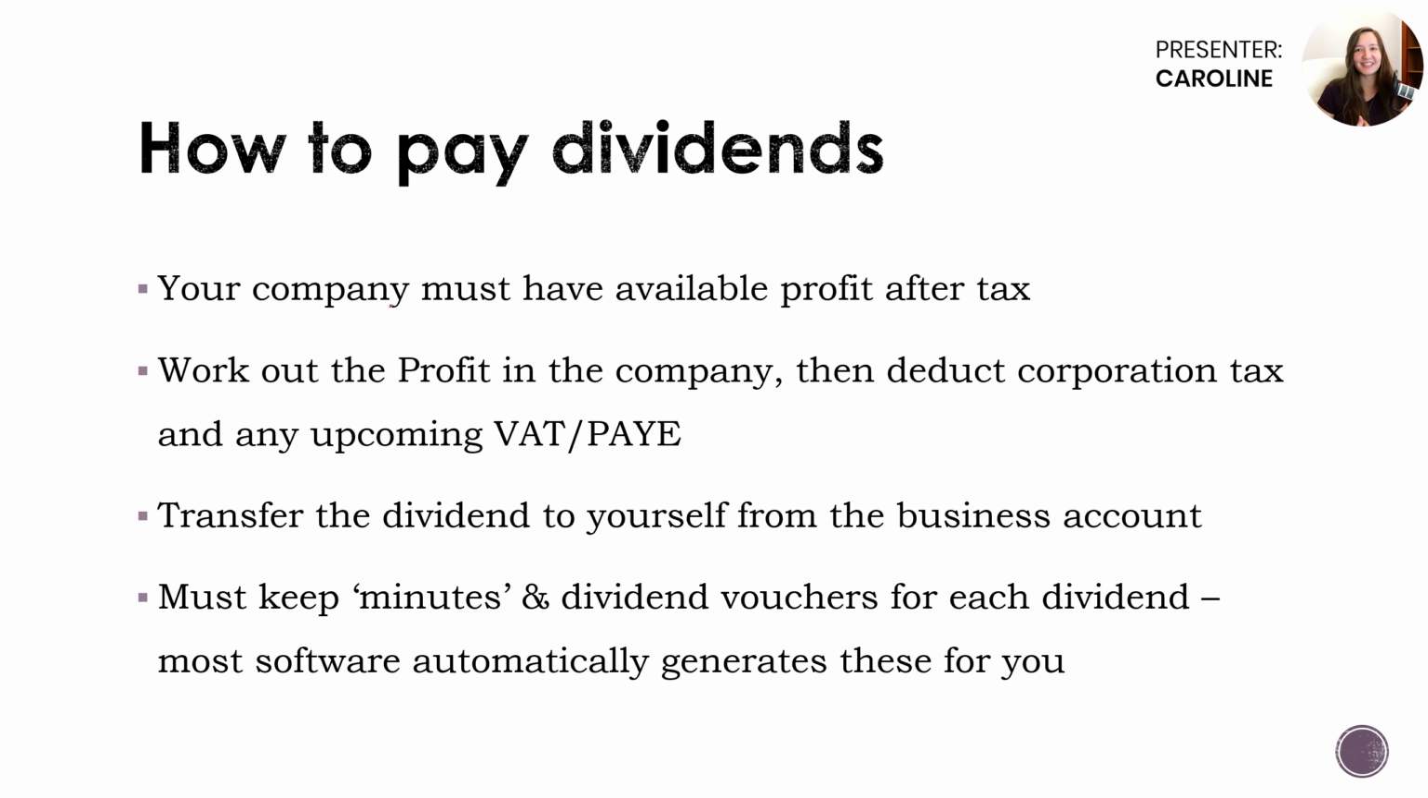So the first and most important thing, your company must have available profit after tax. And to work that out, we would basically take the calculation of the total turnover in the business minus all allowable expenses, and then deduct the corporation tax from that amount. So corporation tax is currently 19%. So you want to find the 19% value of the profit and then deduct it from that profit to work out what's available in the company for you to take as dividends.